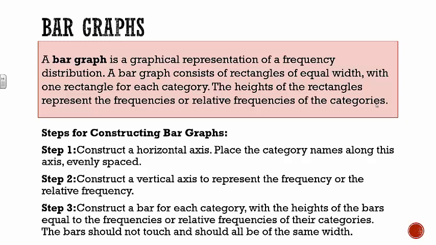Now, the key with bar graphs is to make sure that you have an equal width of a bar. You don't want one bar to be fat and one bar to be skinny. You want the bars to be the same width. Also, you do not want the bars to touch. The bars cannot touch. That's not a bar graph. When the bars touch, we call that a histogram, and it's a little bit different. So when you're doing a bar graph, you want to keep your bars separated to actually see the frequency or relative frequency for that particular category.